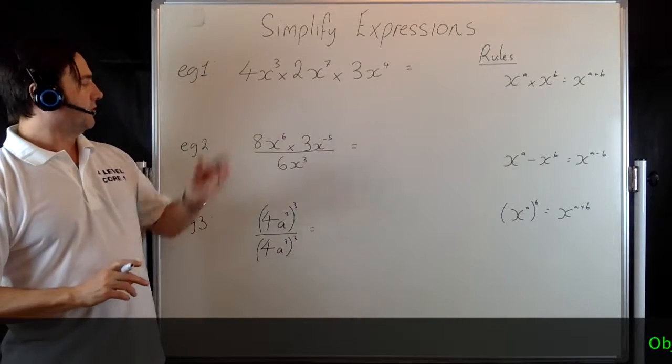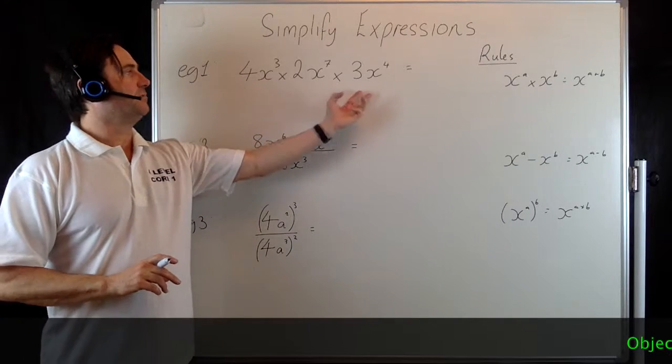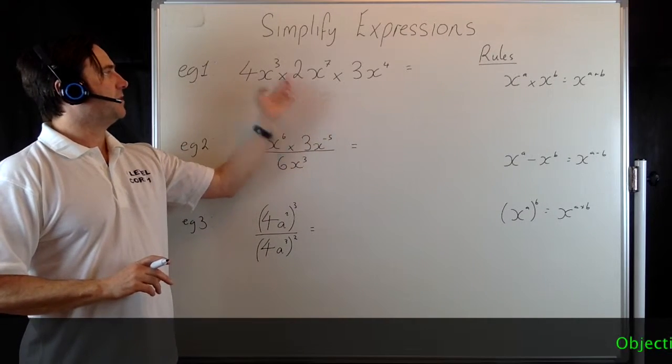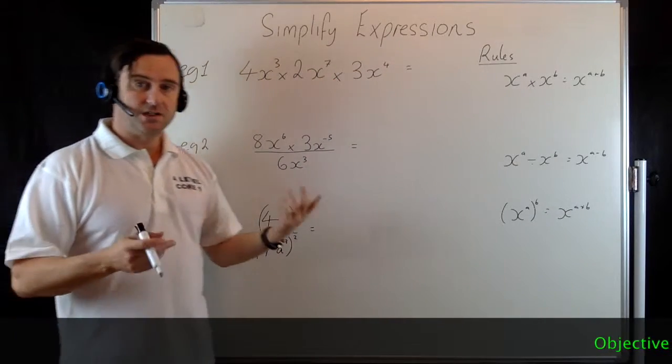If we have a look here, we've got three examples, and if we have a look at the first one, we've got three terms, and in those terms we've got powers or indices. Now, rules for indices are as follows.